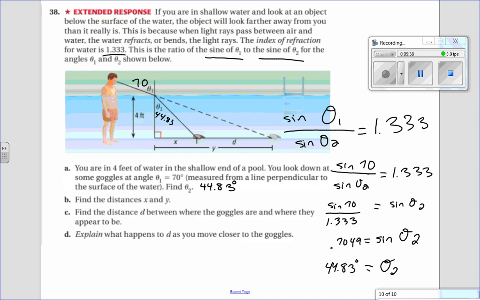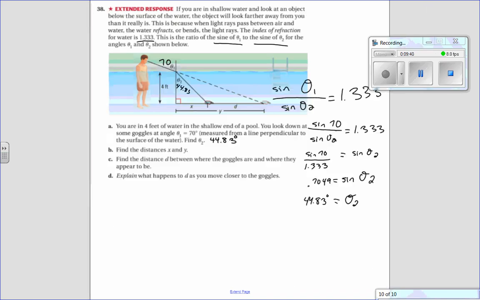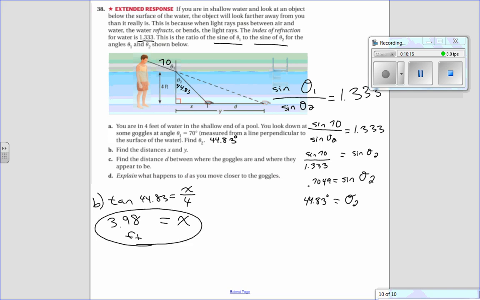All right, what's up next? Find the distance x and y. You can use tangent to find both of those. If I'm finding x, I'm going to use tangent of the 44.83 and just do opposite over adjacent, x over 4. So tangent of 44.83 is x over 4. Multiply both sides by 4, and you have it. 3.98. I can't read off my calculator screen. And is this in feet? Yeah, it's in feet. So any trouble using tangent?